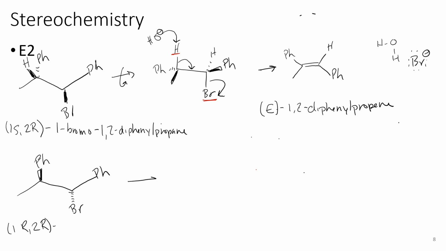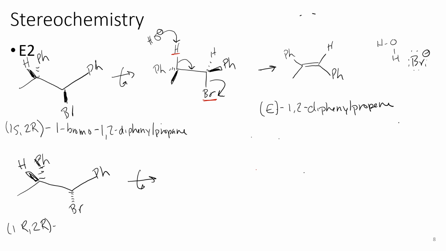But I still have to do the same rotation. So you'll notice, sorry, the phenyl group should be pointing back there to keep it the same. So the phenyl group is still pointing back. The hydrogen is still pointing forward. So we're maintaining that same stereochemistry. The only one I wanted to change was the bromine. The bromine is now pointing back as well.